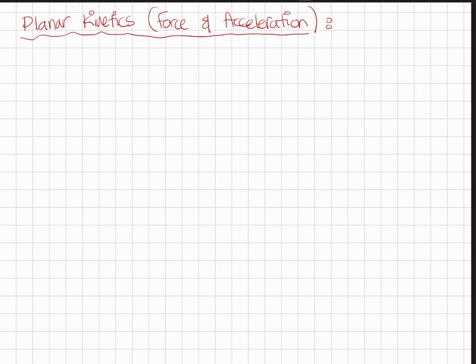Okay, so in lecture two, we talked about particle kinetics. In particular, we focused on the force and acceleration method. In today's lecture, we'll elaborate and expand the methodologies that we discussed last time. This time, we will talk about planar kinetics when it comes to force and acceleration methods.